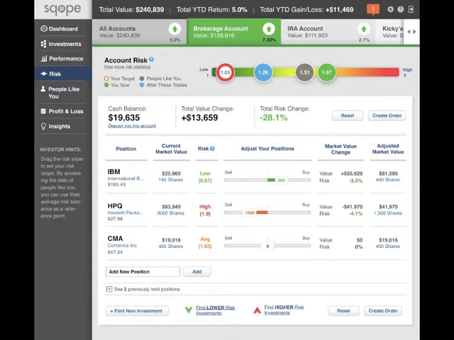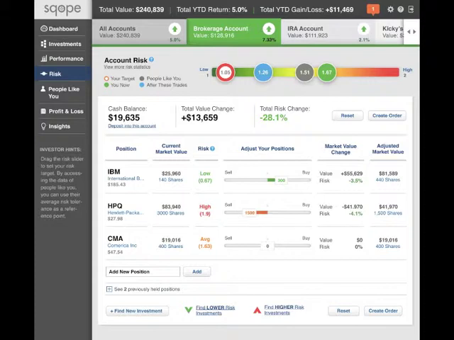There's also the social component that I've mentioned, which is the people like you piece, the gray circle. The gray circle represents where people like this investor, or like-minded investors, are falling within the risk spectrum on average, and gives this investor an understanding of how other people that have similar goals may be structured from a risk perspective. Once they've manipulated their portfolio, they can understand where they fit after their adjustments based on the blue circle, which represents their position after these trades.